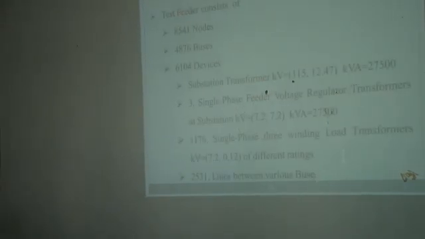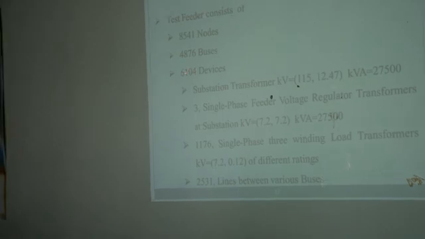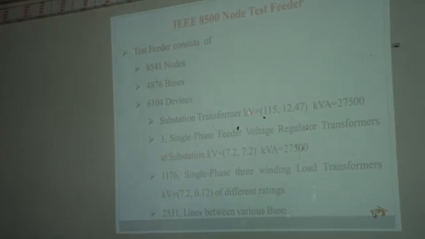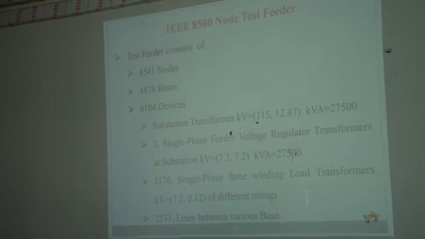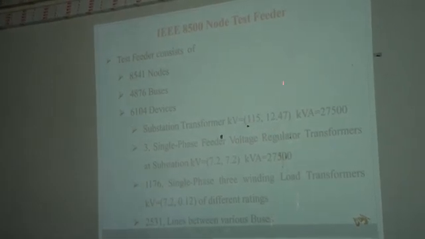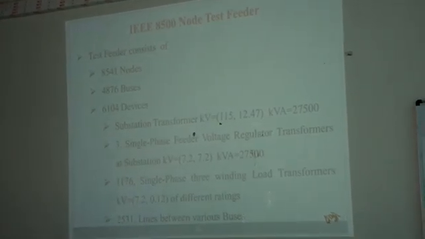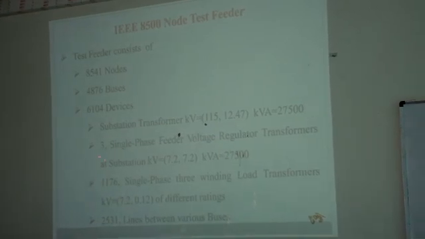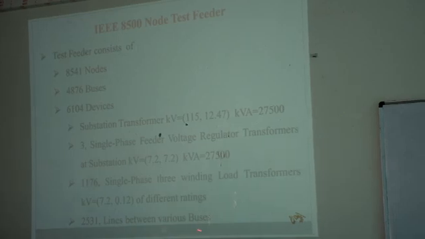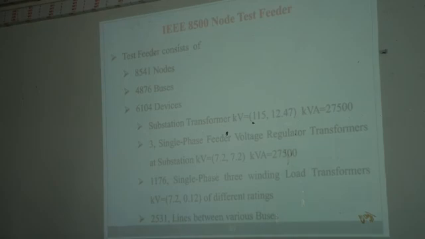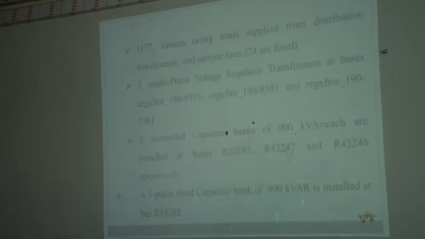These are the specifications of this network. इसमें 8541 nodes हैं, 4876 buses हैं, 6104 devices हैं. Okay. So these are the specifications. Then we have a substation transformer जिसका KV है 150 और उसका डिस्ट्रीब्यूशन वोल्टेज है 12.47 and this MVA is 27.5. There are voltage regulators, there are single phase 3 winding load transformers also at different locations. So this number is high, and there are various lines, maybe single phase line, 3 phase line. So these are the specifications available in the literature.